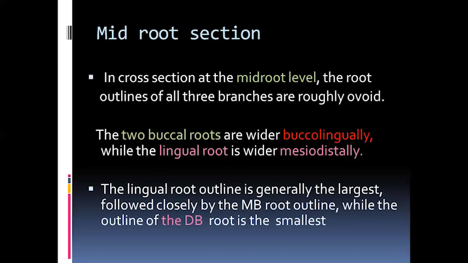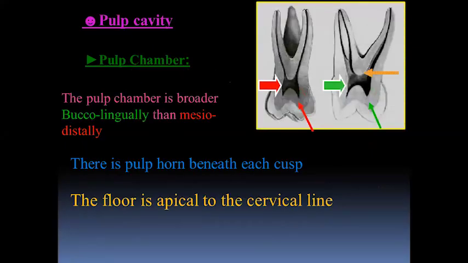Midroot section. In cross-section at the midroot level, the root outlines of all three branches are roughly ovoid. The two buccal roots are wider buccolingually, while the lingual root is wider mesiodistally. The lingual root outline is generally the largest, followed closely by the mesiobuccal root outline, while the outline of the distobuccal root is the smallest. Pulp cavities, pulp chamber. The pulp chamber is broader buccolingually than mesiodistally. There is a pulp horn beneath each cusp. The floor is apical to the cervical line.